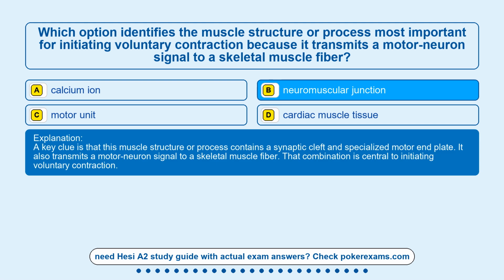A key clue is that this muscle structure or process contains a synaptic cleft and specialized motor end plate. It also transmits a motor-neuron signal to a skeletal muscle fiber. That combination is central to initiating voluntary contraction.